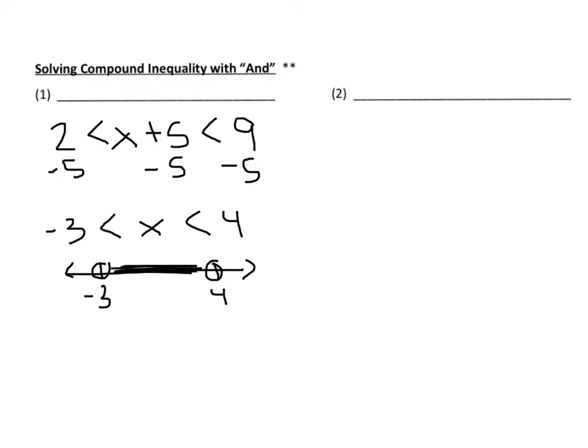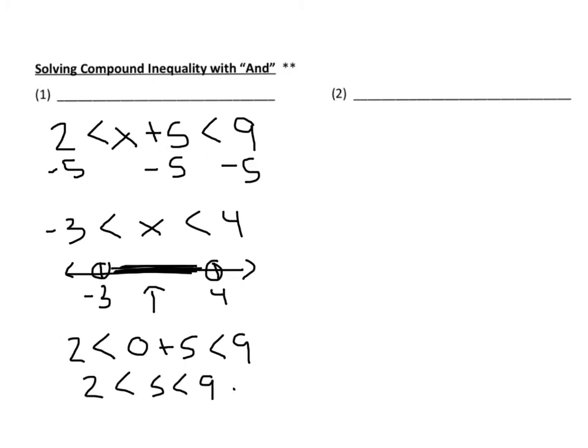And as far as your check goes, you want to look at your number line. So what number in my number line do I have that is part of the solution set? Easy one would be 0. So I'm going to use 0 as my check, the number that I will substitute into my original inequality. So 2 is less than 0 plus 5, which is less than 9. And you just want to check if it's true. And 2 is less than 5, and 5 is less than 9. So that is correct.